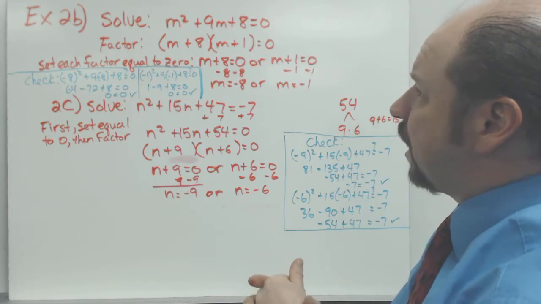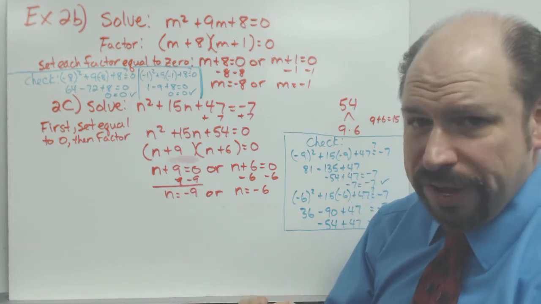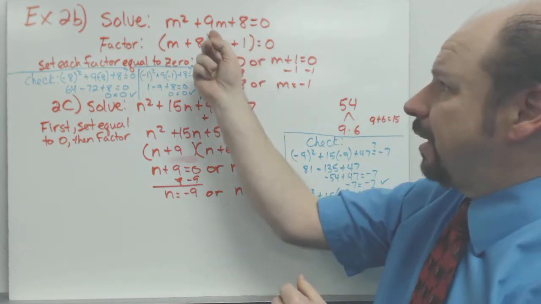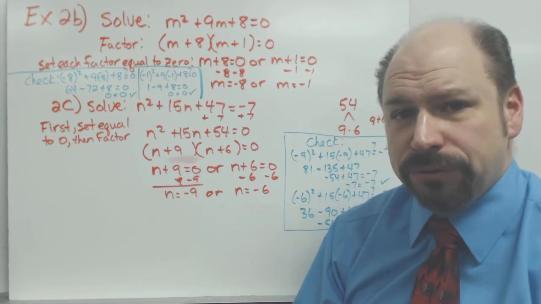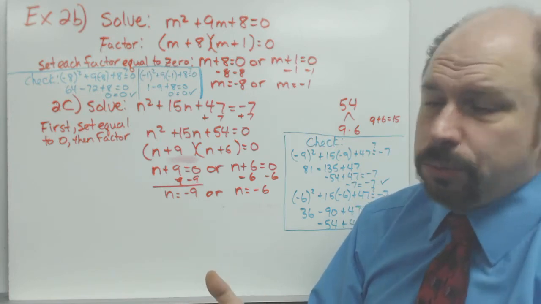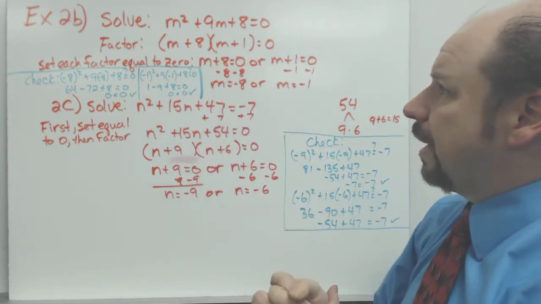m squared plus 9m plus 8 equals 0. So remember when we're factoring, we have to think about what are two factors of this that add up to this. So factors of 8 could be 2 and 4 or 1 and 8. Well, in this case, 1 plus 8 does equal 9, so we know our two factors must be 8 and 1 that add up to 9.